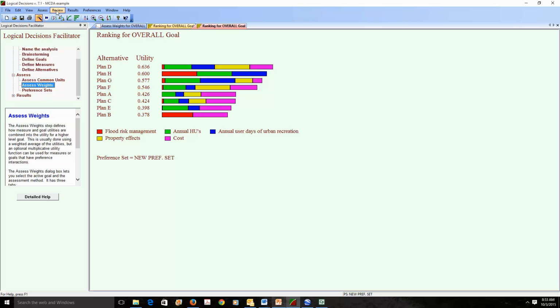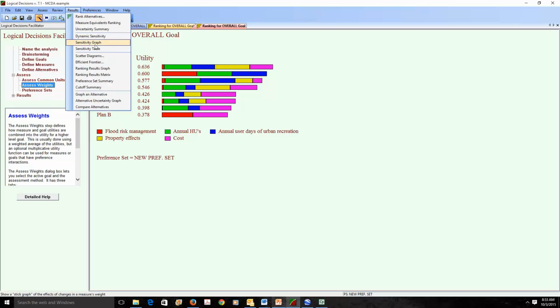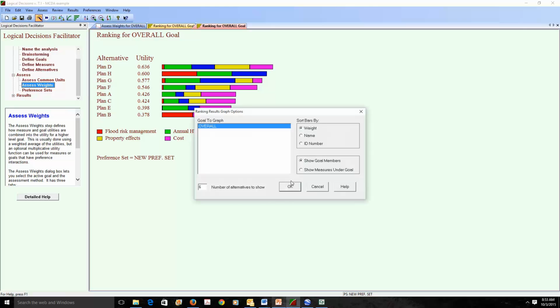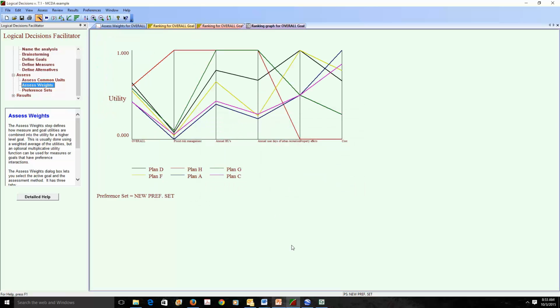So as we look down through here, I can look at, for example, ranking results overall. This will blow your mind for a second, but basically, each plan is a color. And we can see the overall ranking. The highest ranking is the black plan. That would be Plan D. Then I can see the second best plan overall is the red plan, Plan H. So this is for overall ranking.